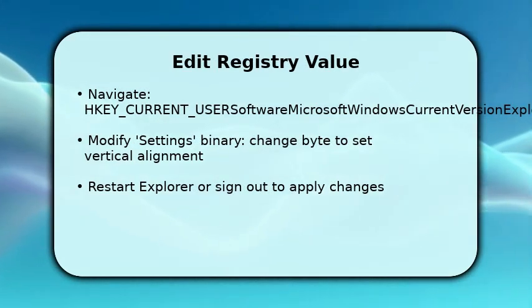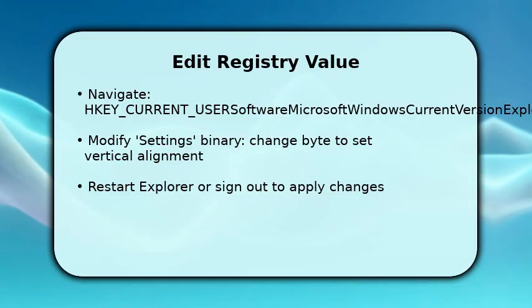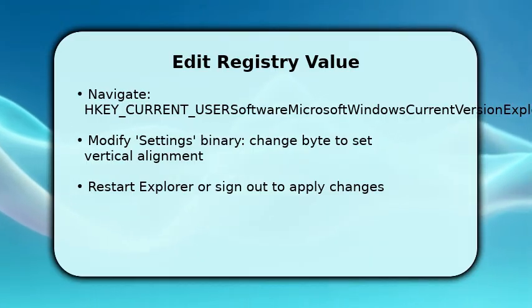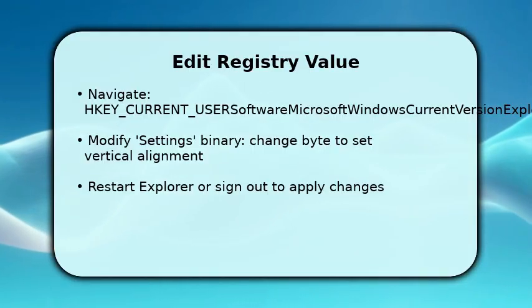Open StuckRects3 under the Explorer key and export it as backup, then double-click Settings, a binary value. Once open, change the specific byte that controls taskbar position to the vertical code. This flips orientation because Windows reads that byte on Explorer startup.